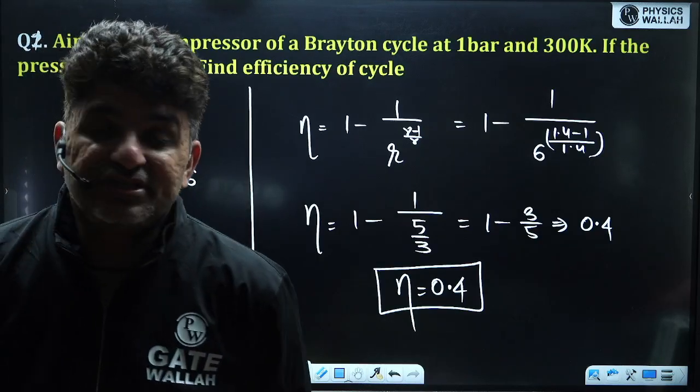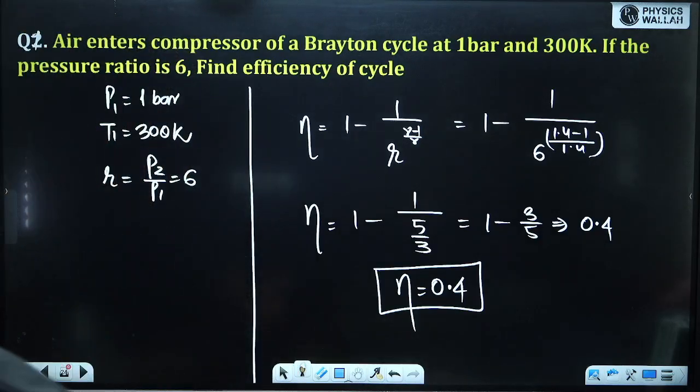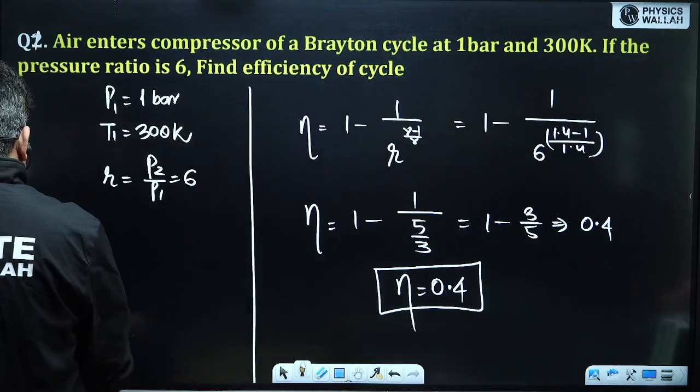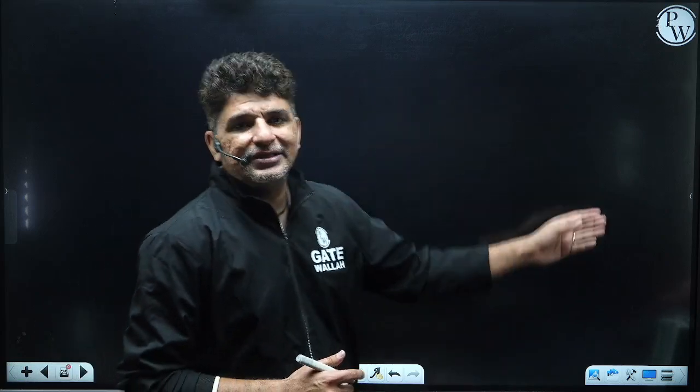This efficiency is very low. Why is this efficiency low? To understand why the efficiency is low for this cycle, let's take a few examples.